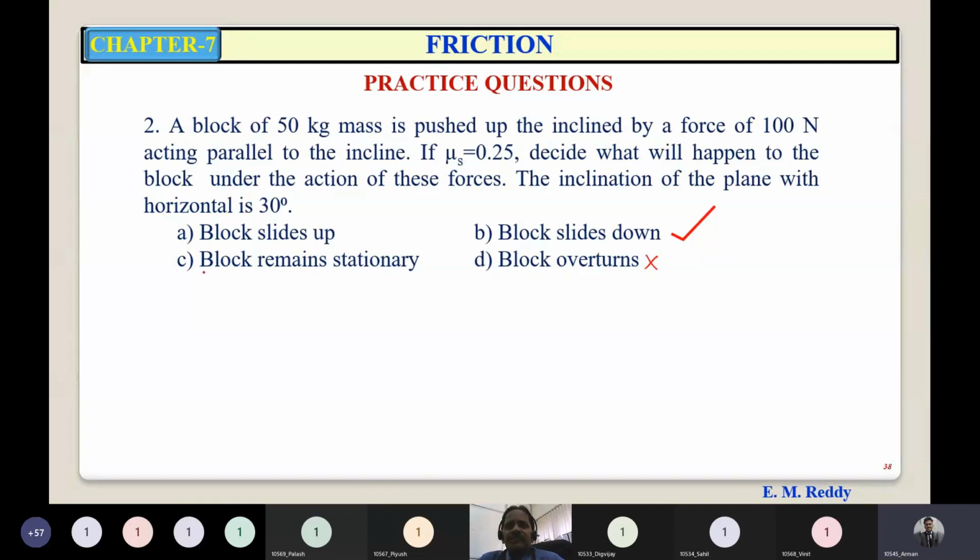The block is on an inclined plane. So the component of weight which is acting along the plane, you have to compare with the 100 Newton force. If both are equal, you can say that it is in equilibrium. So it is the weight of the block, the normal reaction, and the force applied along the plane. We are pushing it upwards.